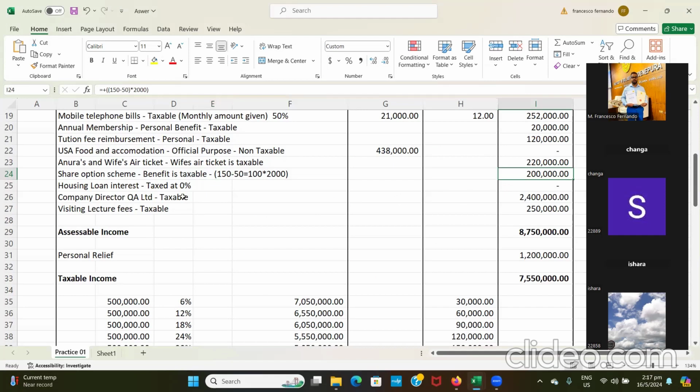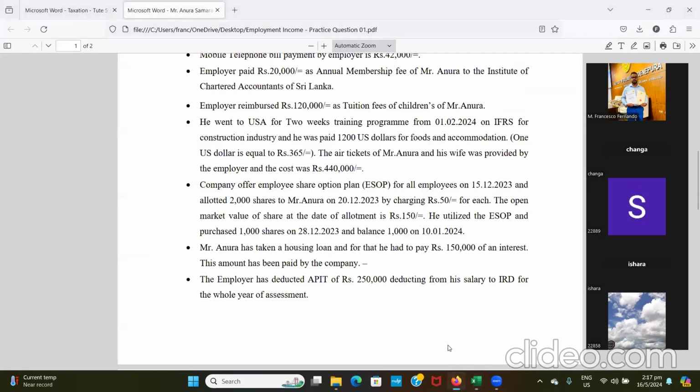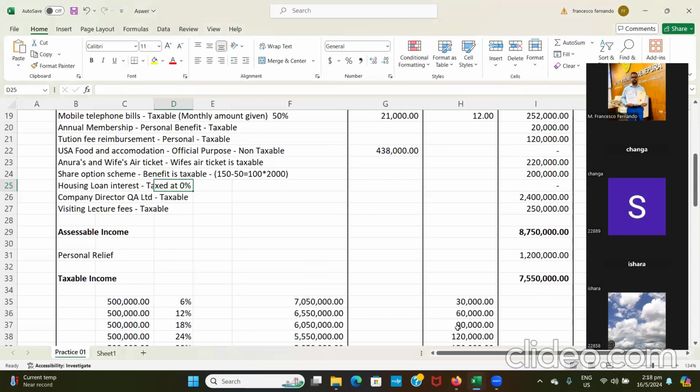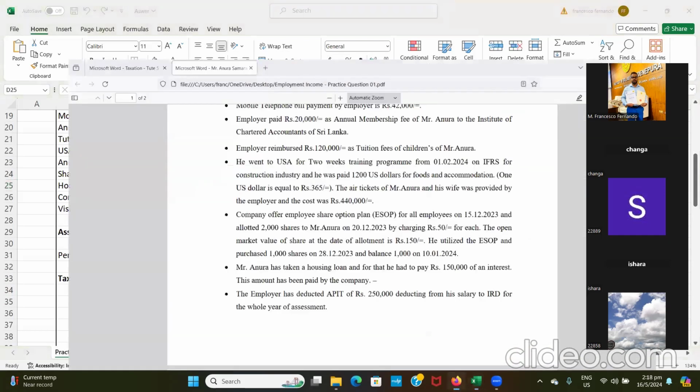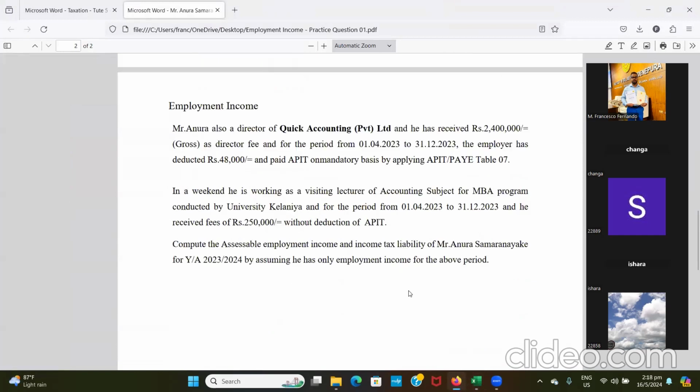And housing loan interest is taxed at 0%, right? But earlier, as per the previous IRD rules, it was taxed at 9.08%, if I remember. Now it is directly 0%, so we can forget the housing loan interest. And when it comes to the other one, keep the APIT because that is a tax credit.